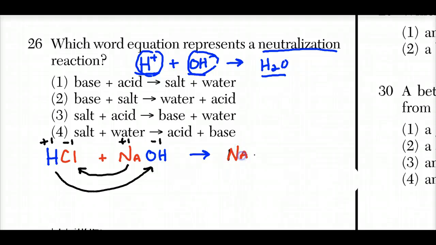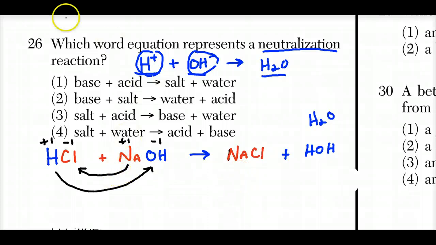NaCl is a salt because it's an ionic compound, the positive and negative, metal, non-metal pairing. And then what's left over is the HOH, which you can write like this, knowing that's really H2O, but it shows how these things switch their partners and double replace.